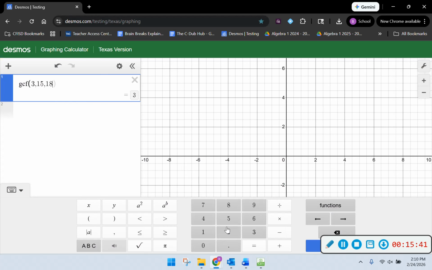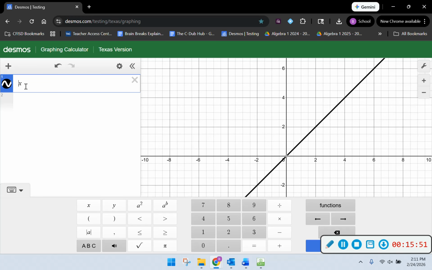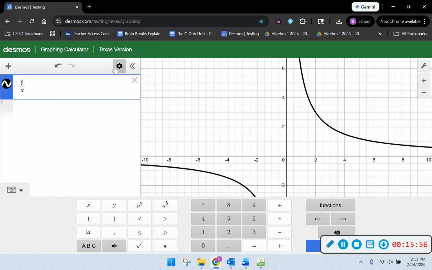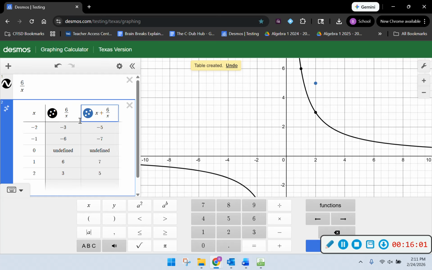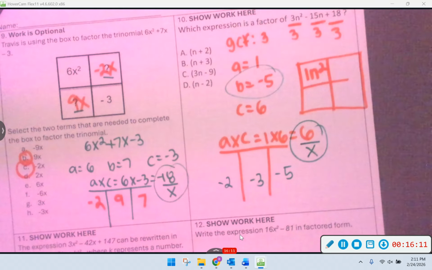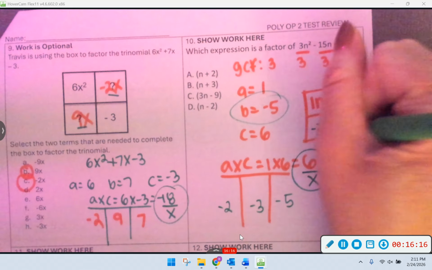All right, so let's go to Desmos. We're going to do negative 6 divided by x. Oh, it's not negative, it's positive. 6 divided by x. Settings, table. X plus 6 divided by x. I'm looking for negative 5. I see it at the top, so we have negative 2 and negative 3. All right. So I'm going to do negative 2x and negative 3x.